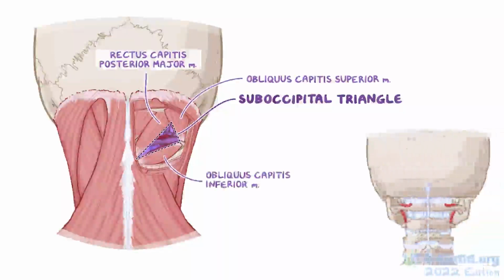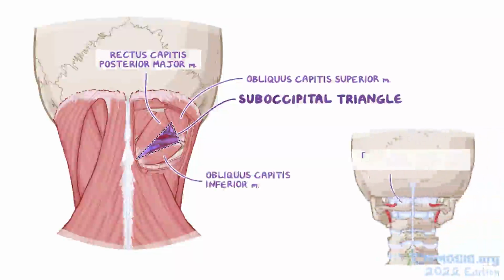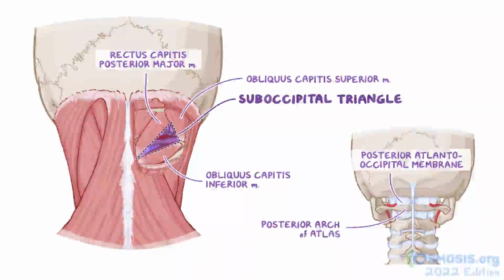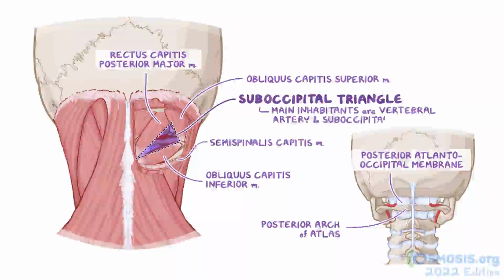The floor of the suboccipital triangle is formed by the posterior atlanto-occipital membrane and the posterior arch of the atlas, while its roof is formed by the semispinalis capitis muscle. The main inhabitants of the suboccipital triangle are the vertebral artery and the suboccipital nerve.